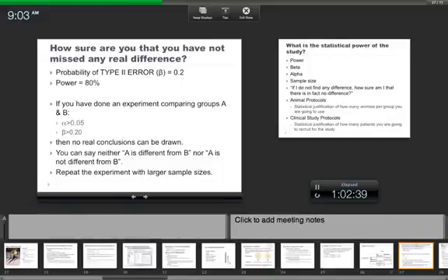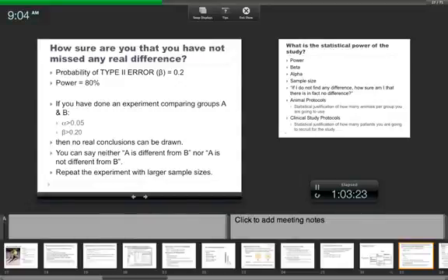Now, if you have done an experiment comparing groups A and B, and you have gotten an alpha that is greater than 0.05, that means you don't have a statistically significant difference. But your beta is also very large, greater than 0.2. Then no real conclusion can be drawn. You basically have wasted your time. You can neither say that A is different from B, nor can you say that A is not different from B. So in this situation, you have wasted your time.